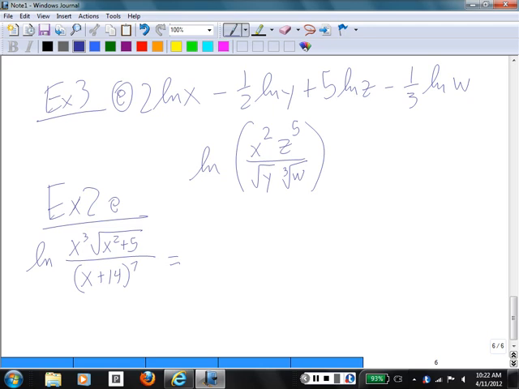Oh, I think you can too. What's the first number I write down? 3. Well, 3 right in front of the natural log. 3 natural log of what? Of x. Plus or minus? Let's do the plus first. Plus 1/2 natural log of x squared plus 5, minus 7 times the natural log of x plus 14.